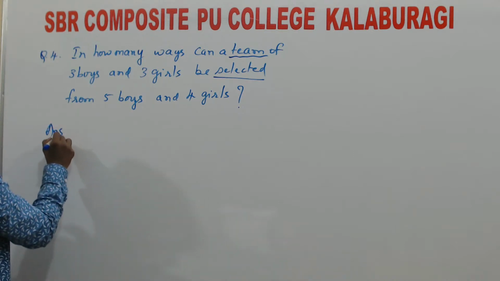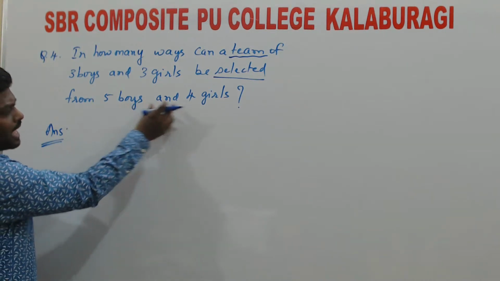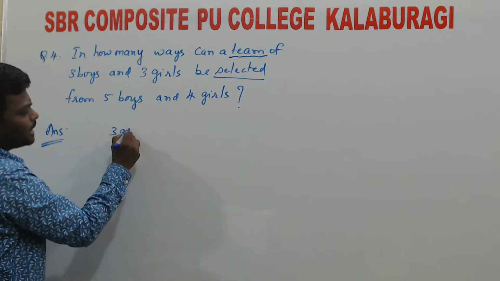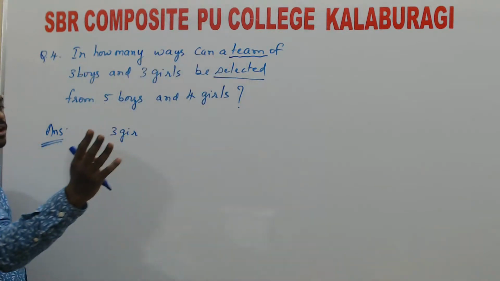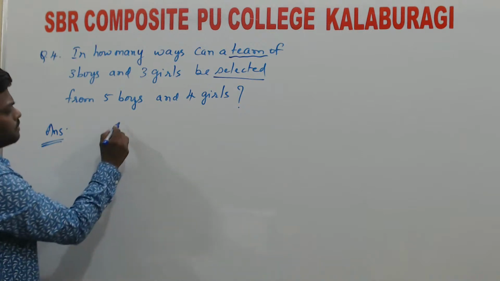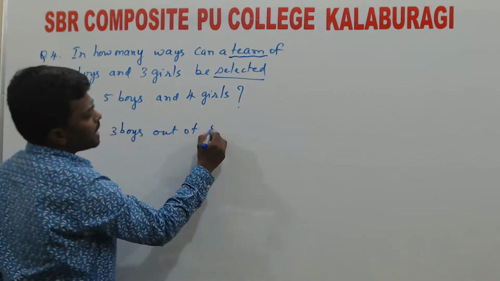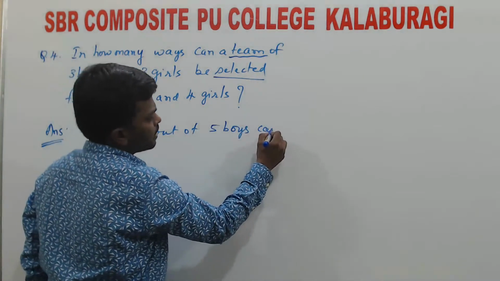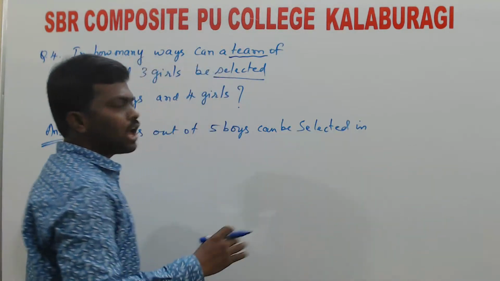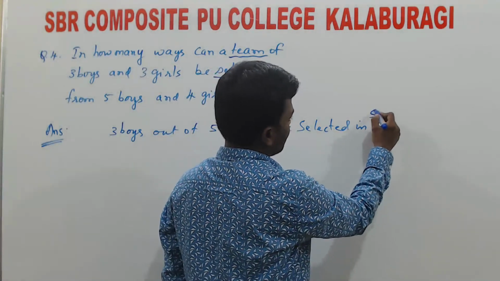So the solution will be, there are 5 boys and 4 girls. So you need to make a team consisting of 3 boys and 3 girls. So 3 boys out of how many students? Out of 5 boys. 3 boys can be selected in how many ways? So you are selecting 3 out of 5.